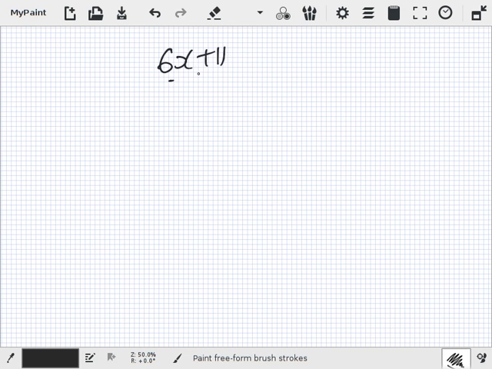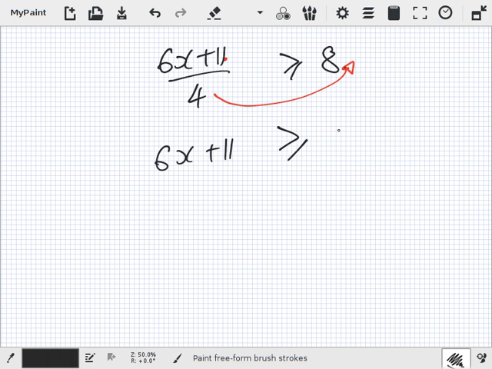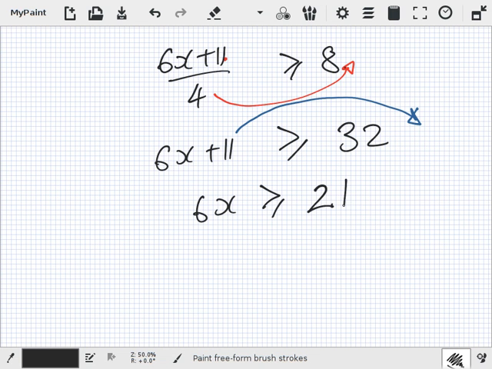6x plus 11 over 4 greater than or equal to 8. Now, before I can move the 11 over, I have to bring the 4 up. So I have 6x plus 11 greater than or equal to 32. 8 times 4. Right, now I take the 11 over to the right. I get 6x is greater than or equal to 32 minus 11 is 21. Then what do I do next? Divide by 6 and I'll get 3.5 or 7/2 as you left it.